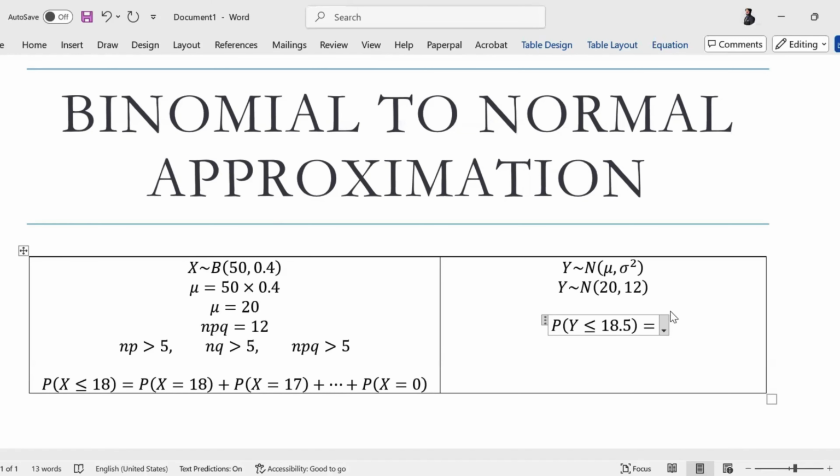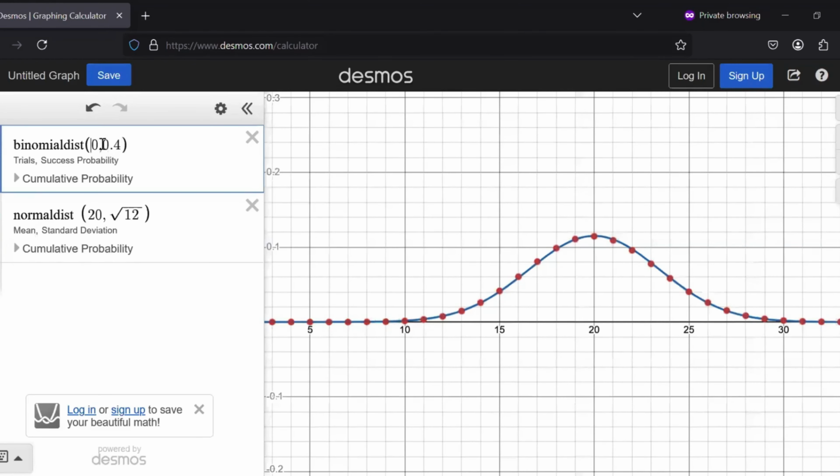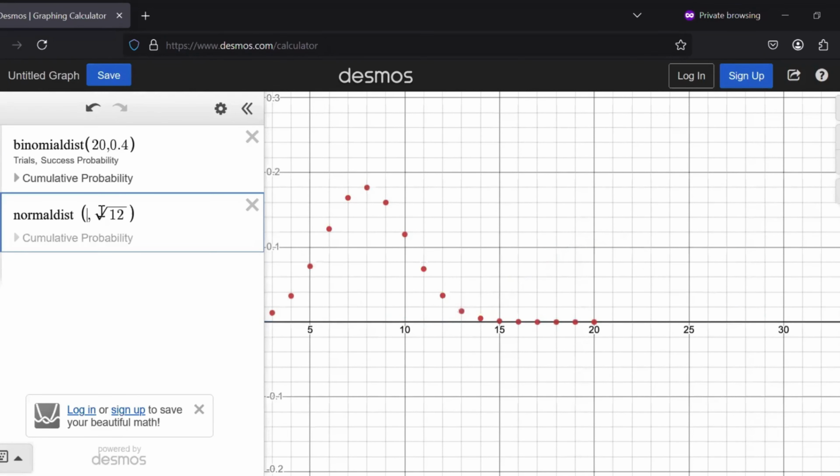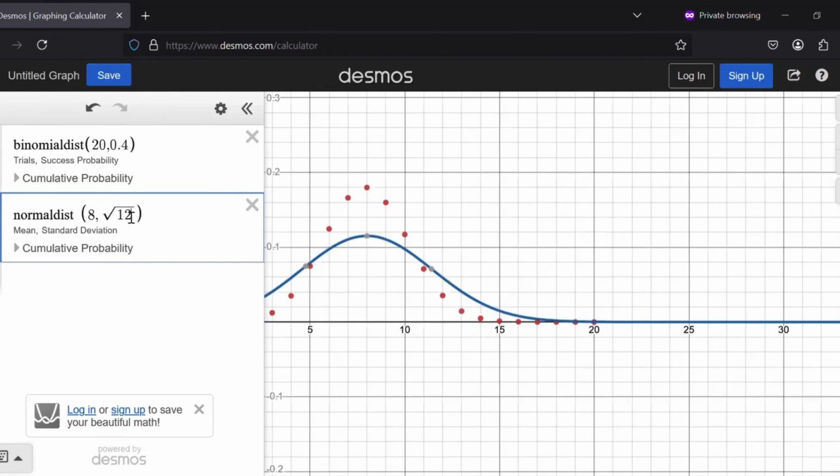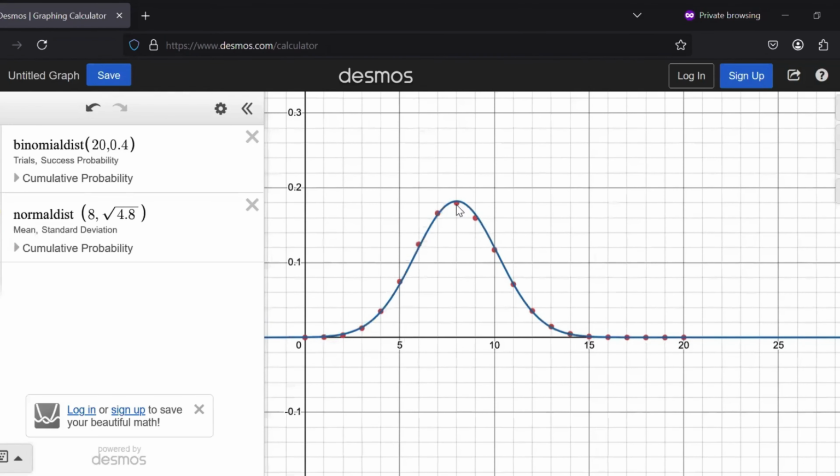What if the trials would have been less? What if there would have been only 20 trials? Then the mean would have been 20 times 0.4, which is 8. See, it does approximate to a normal. You see there are just very minute little differences. And similarly, if I reduce the trials, the approximation would keep on getting worse.